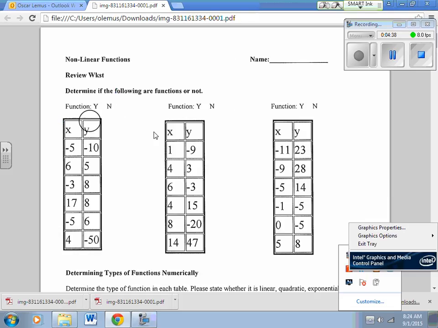So now we're going to do a rough sketch of these graphs, okay? Whenever you do a rough sketch, look at the domain. The domain has these numbers: -5, 6, -3, 17, -5. Do you guys notice that the domain numbers are just jumping all over the place? They're not in order. What's the biggest negative number in the domain? Is -5 the biggest one? This table really should have been written like this.